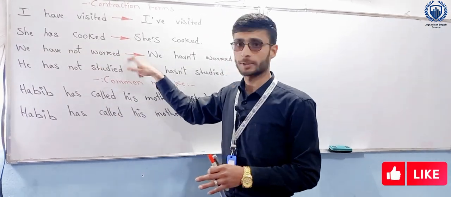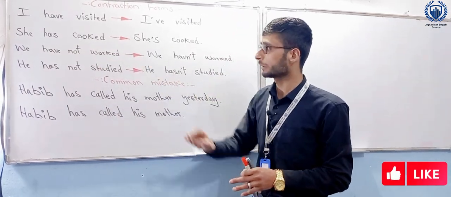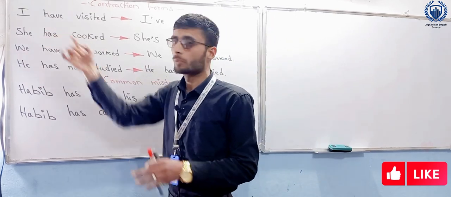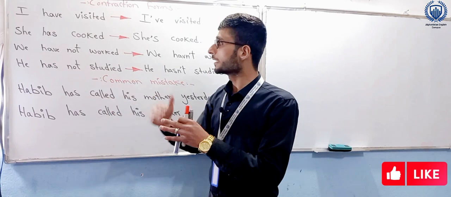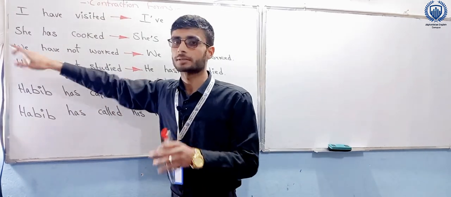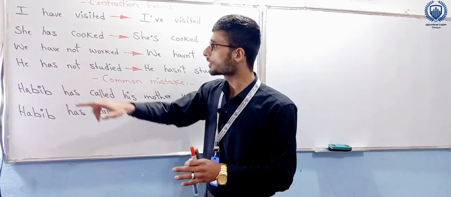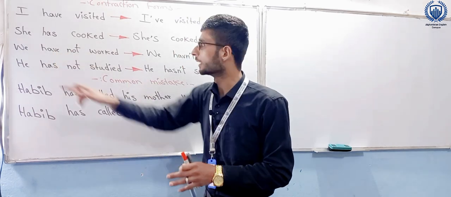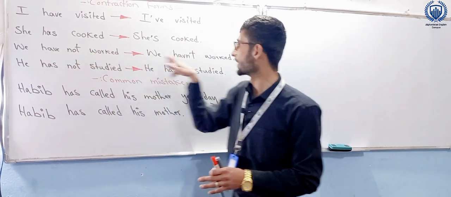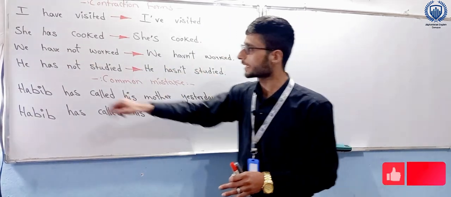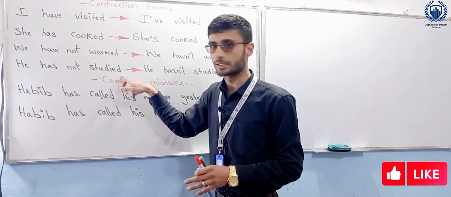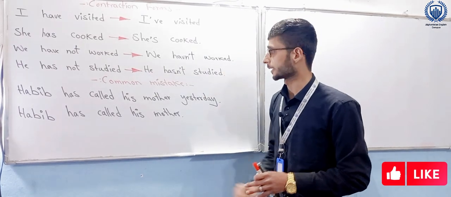We have not worked. And here just be careful about it. In positive form, we contract have with the subject pronoun, but in negative form, we cannot contract the subject with have or has. We should contract them with not. We have not worked, we haven't worked. We have not, we haven't. The next one, he has not studied, he hasn't studied.